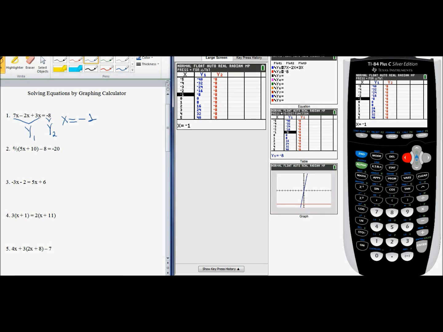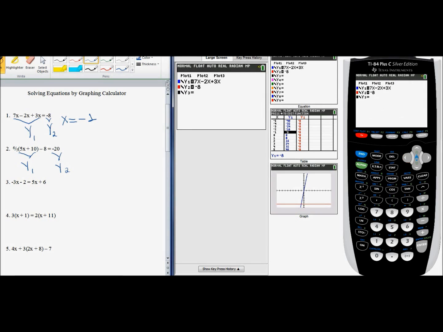The next one I have 6/5 times 5x plus 10 minus 8 equals -20. Same old, same old. This left side, I'm putting that in y1. The right side, I'll put that in y2. Okay, so I'll go over to my calculator. And I can clear this out by just hitting clear. I can move down to the second one, clear that out as well.